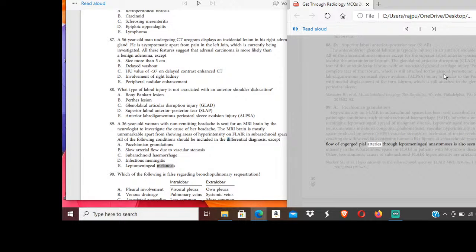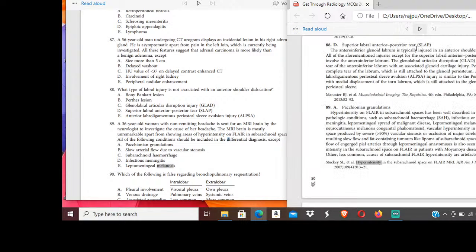Retrograde slow flow of engorged PCA arteries through leptomeningeal anastomosis is also seen as high signal intensity in the subarachnoid space on FLAIR in patients with Moyamoya disease, called ivy sign. Other, less common, causes of subarachnoid FLAIR hyperintensity are artifacts. Stuckey SL, et al.